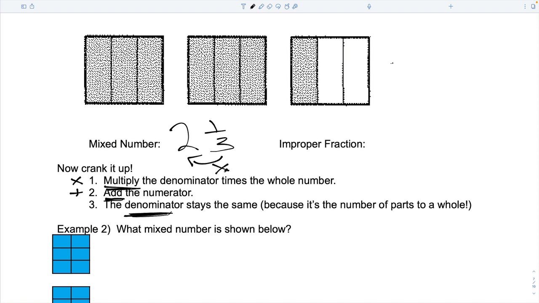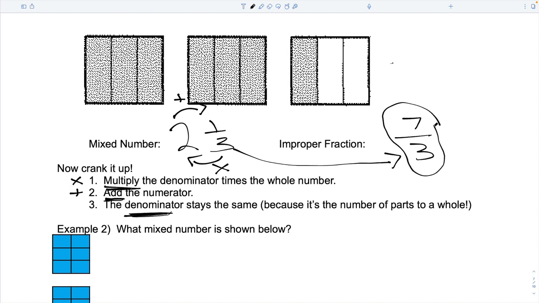With 2 1/3, I'm going to get mad and first multiply. 3 times 2 is what, whole class? 6. Okay, then I'm going to add. I multiplied. I'm adding 6 plus 1. That's 7. Then I bring the denominator. So I MAD: multiply, add, denominator gets brought over. The same denominator that you started with. Your improper fraction is 7/3. It's the same thing as 2 1/3. You just made a mixed number into an improper fraction.